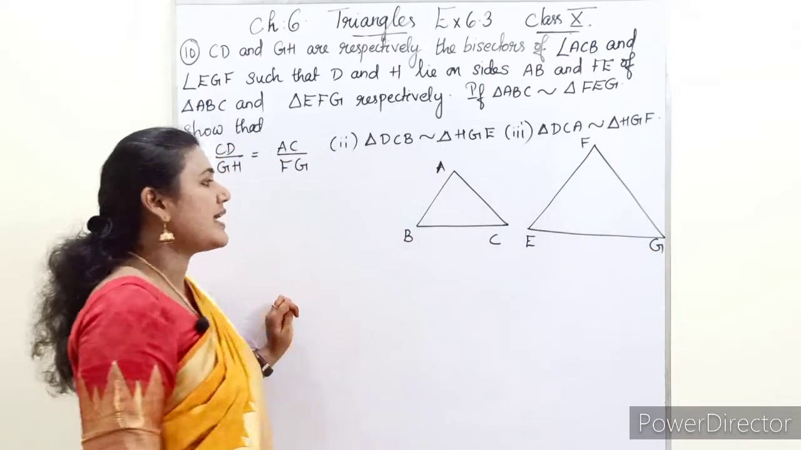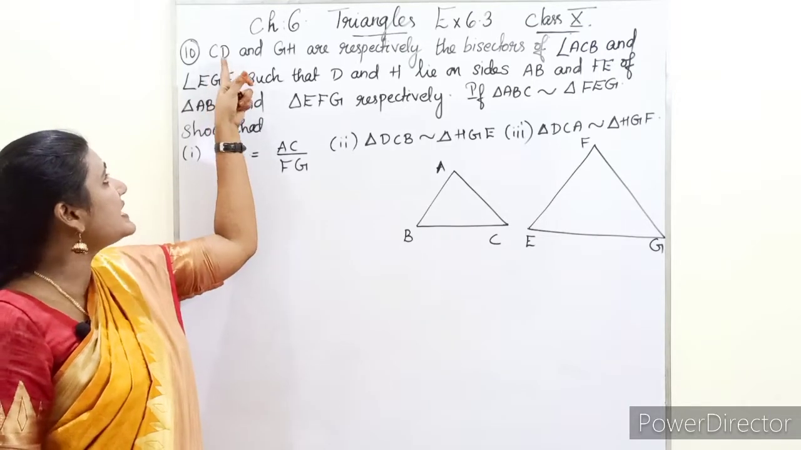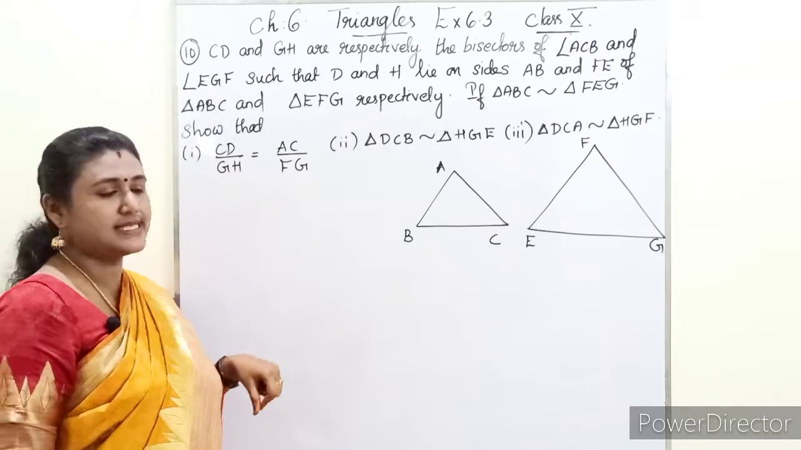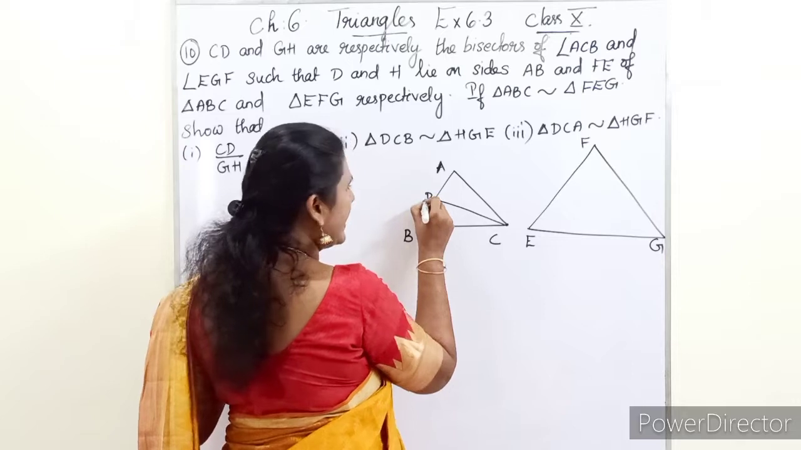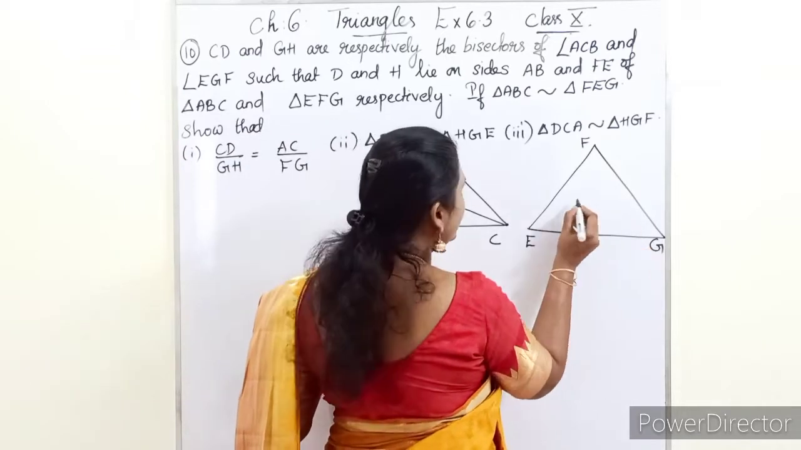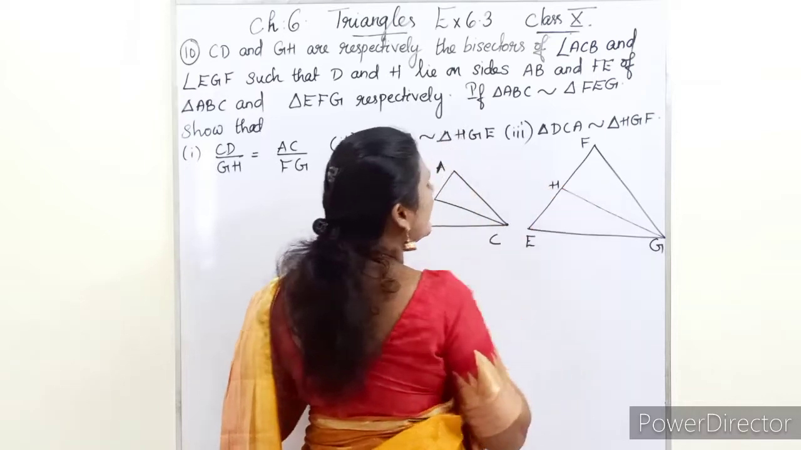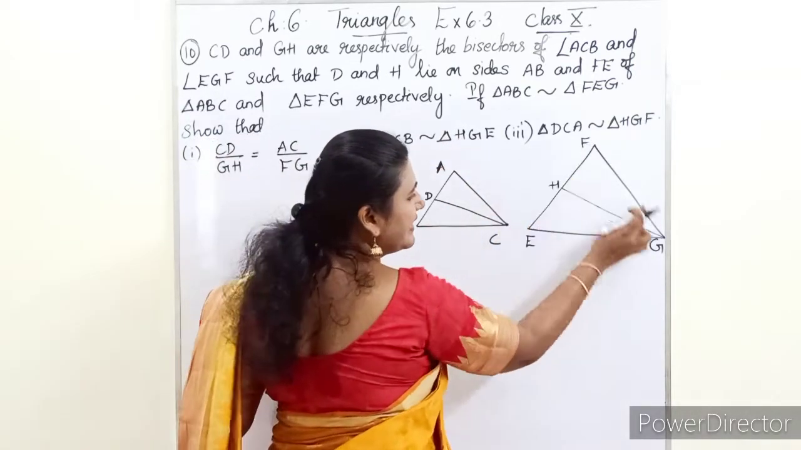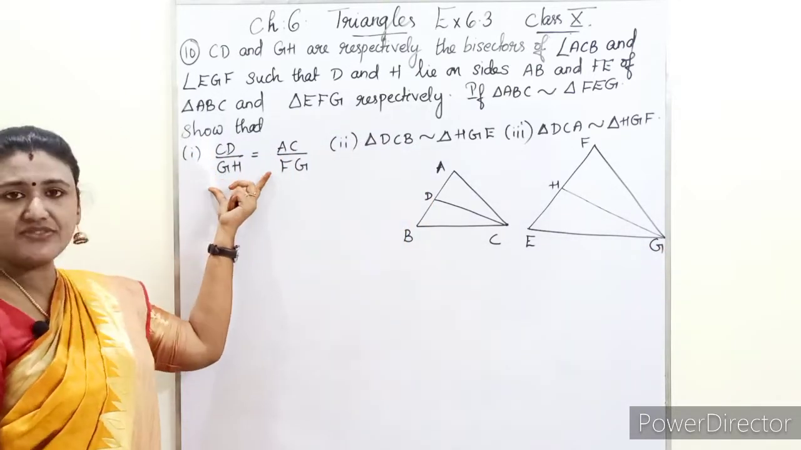So we have two triangles ABC and FEG, and what is given? CD and GH are respectively the angle bisectors. So CD and GH are the angle bisectors of angle ACB and angle FGE. Then we have to prove this condition first.